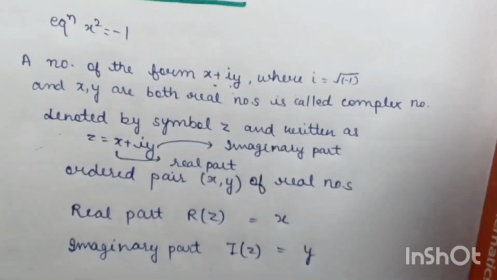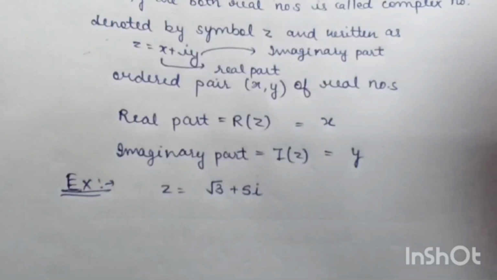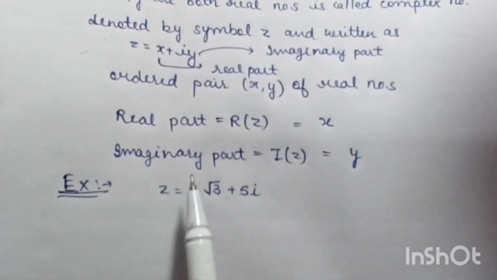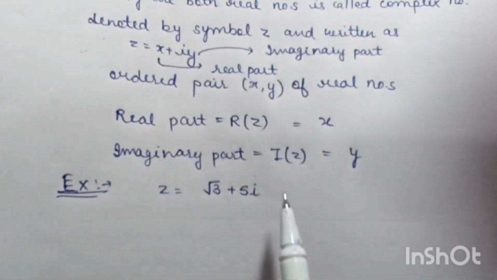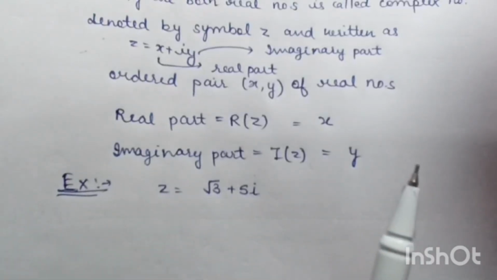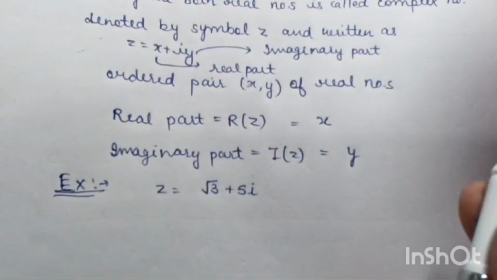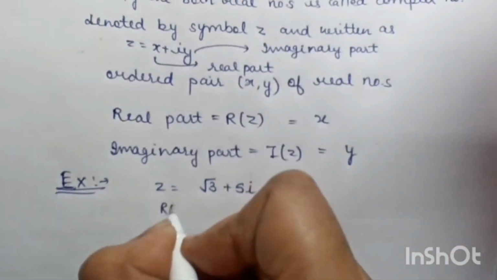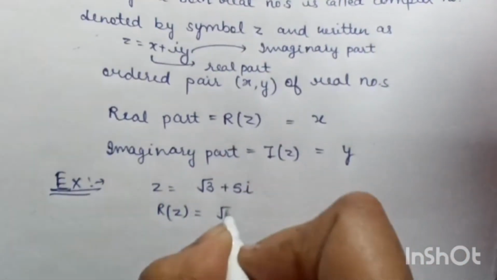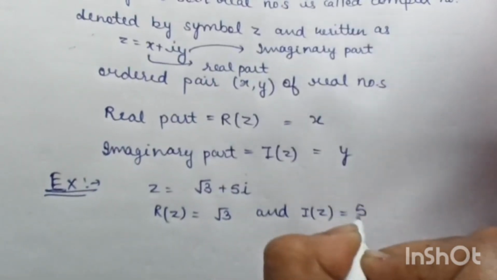Now we will take an example: z equals under root 3 plus 5 iota. Now we'll find Rz and Iz, that is, the real part and imaginary part of z. Rz here is under root 3, and Iz is 5.